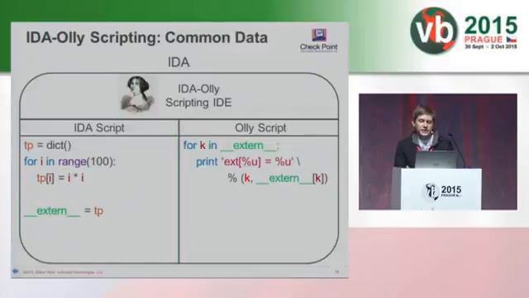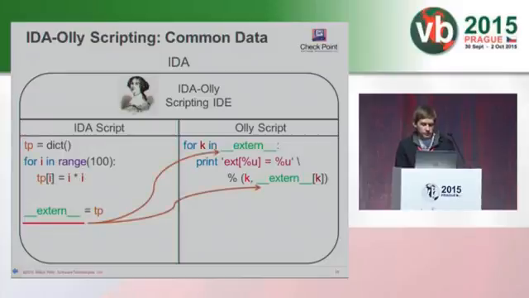These scripts can share data between them. For example, we can produce a dictionary in IDA, place it into an external variable, and propagate the same data on the Olly side. It's a complete scripts interaction.